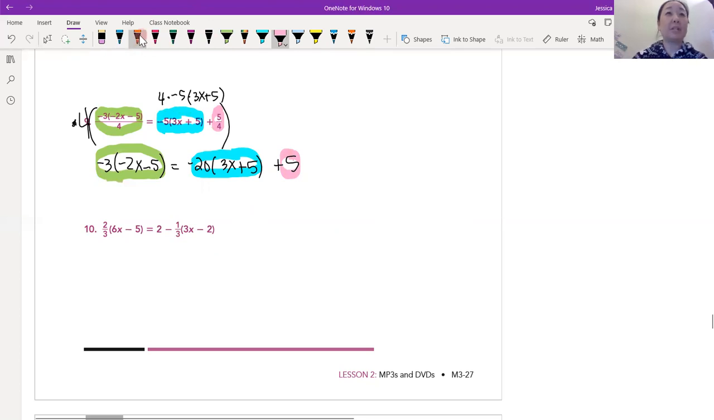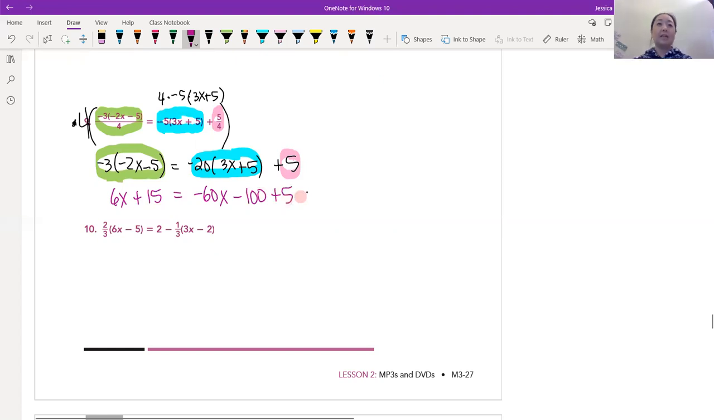Now, what are we going to do? Now we're going to simplify things. So we're going to get rid of all these parentheses. So we're going to distribute to no end. So -3 times -2x is going to be 6x. -3 times -5 is plus 15, is equal to -20 times 3 is -60x. -20 times 5 is -100. And then we have that plus 5.